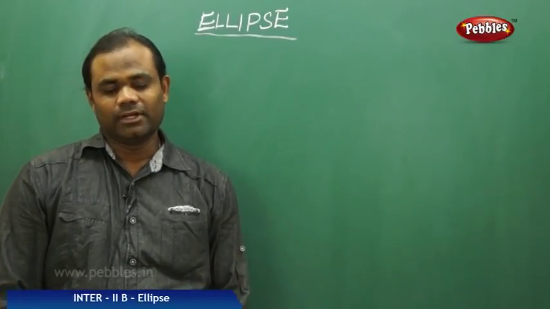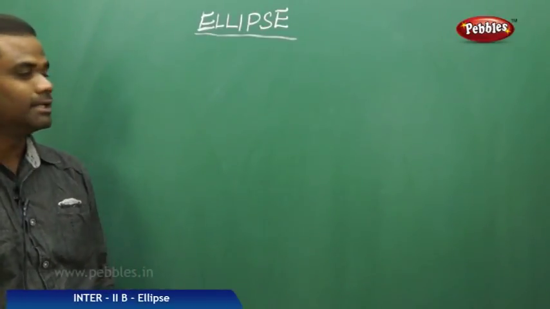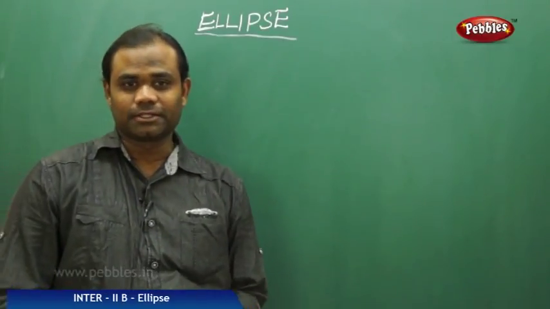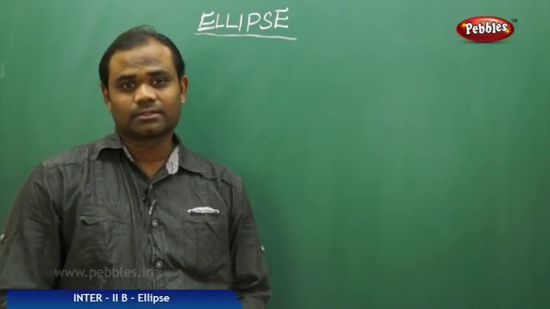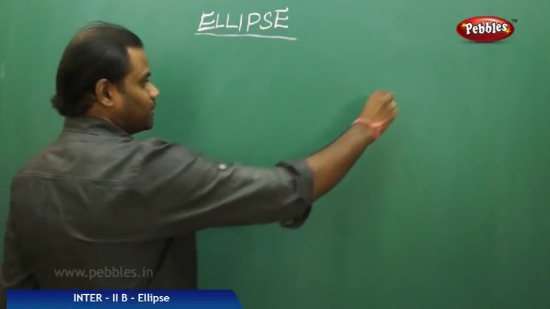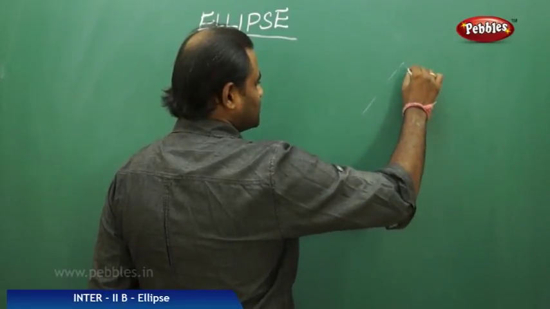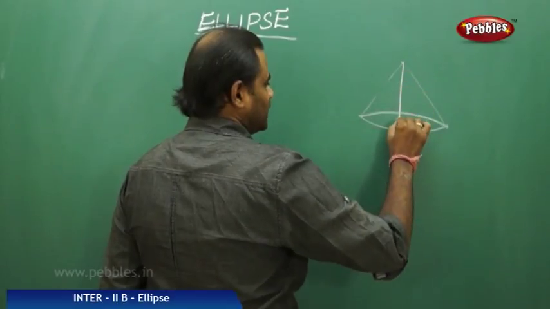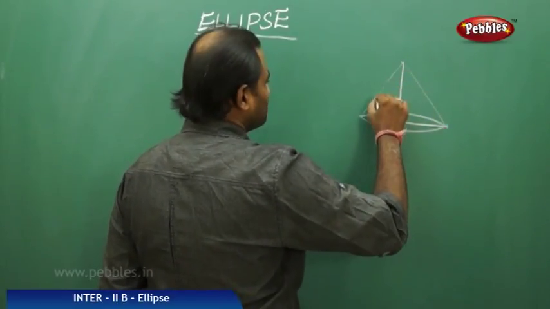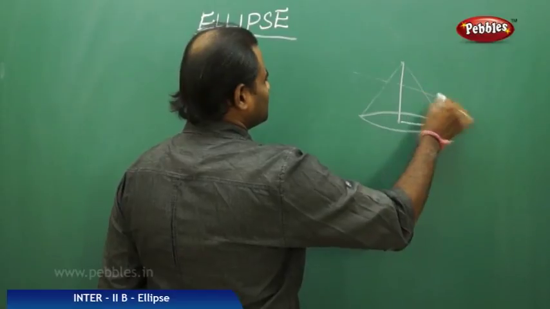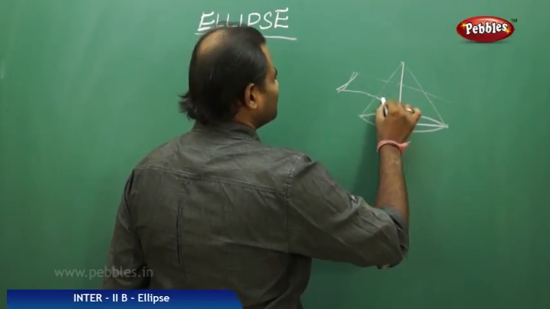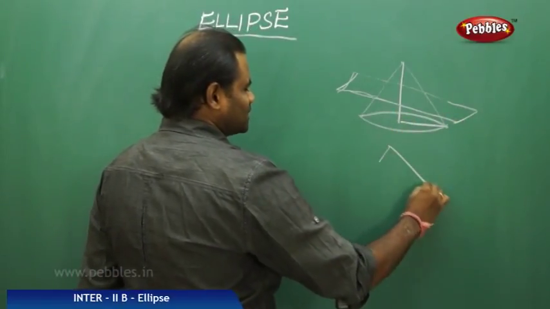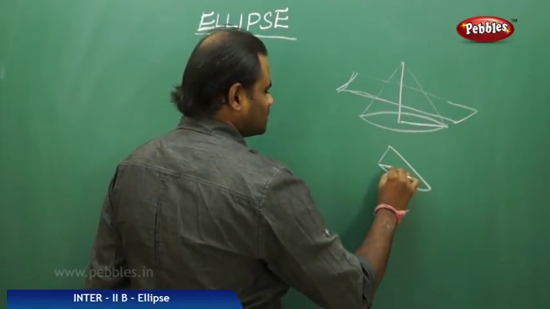Ellipse. The next conic which we're going to discuss here is ellipse. As we have seen, an ellipse is the conic section of a cone when cut other than at 90 degrees. As we have seen in the previous case, a cone which has a height and a radius is cut slantingly, or sliced slantingly, we get an ellipse.